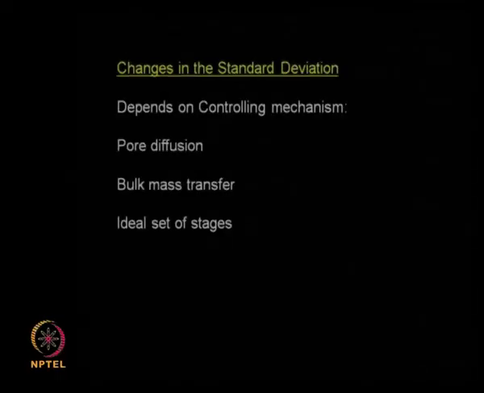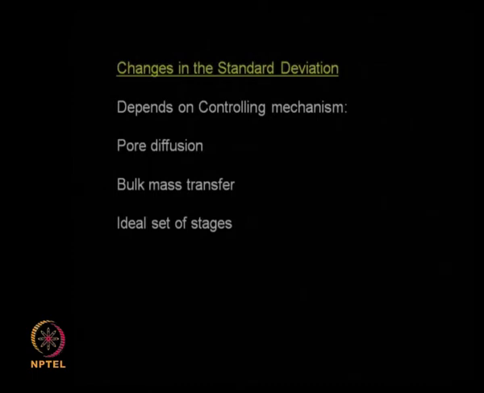So if out of these 3, 2 processes are very fast and one process is slow, we call that the controlling, because the other 2 processes we can assume take place within an instant of time, whereas the third process takes much longer time. So relatively it takes much longer than the other 2, so we call that the controlling.